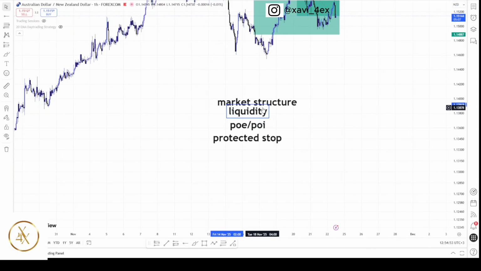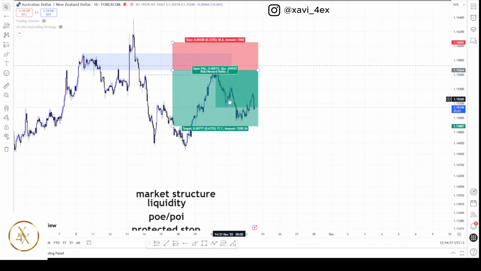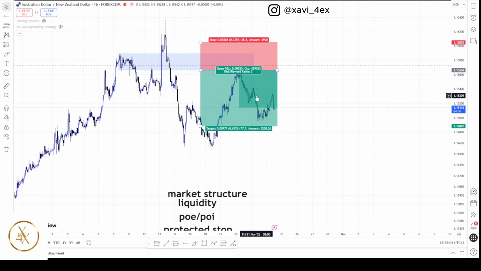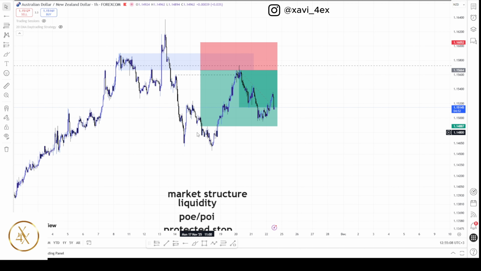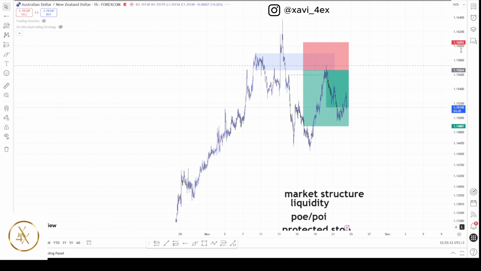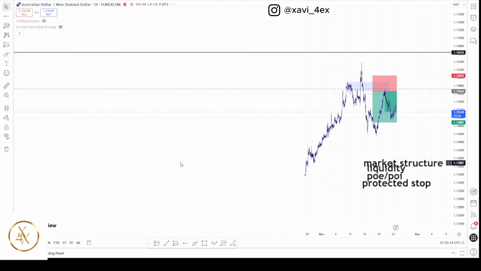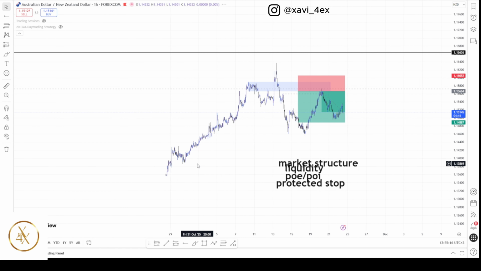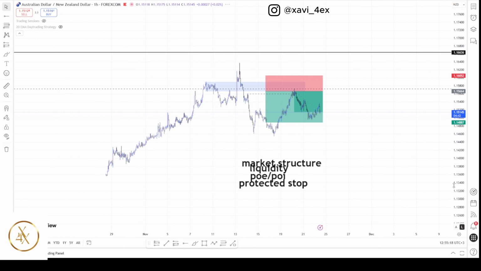So it's not going to be so long actually. This is a trade I took last week. Let me start with this before I go to other examples. This is a trade I took last week, and I'm using the same base principle.